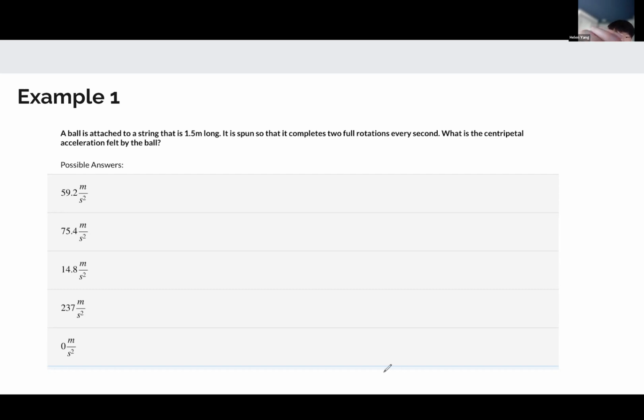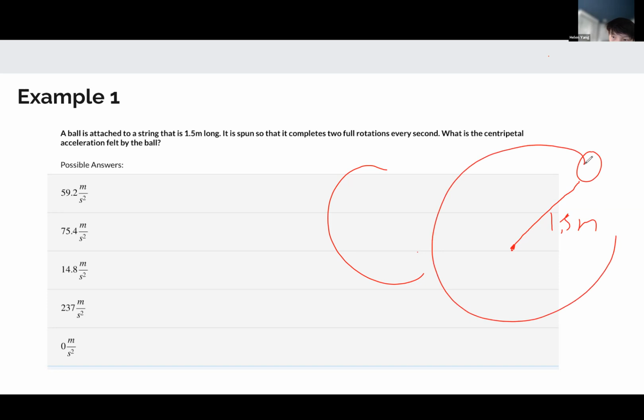Okay, so for this first question, it asks, a ball is attached to a string that is 1.5 meters long. It is spun so that it completes 2 full rotations every second. What is the centrifugal acceleration felt by the ball? So if you draw a diagram, it would be like this: the string, which is 1.5 meters, and the ball like that, traveling along a circular path.